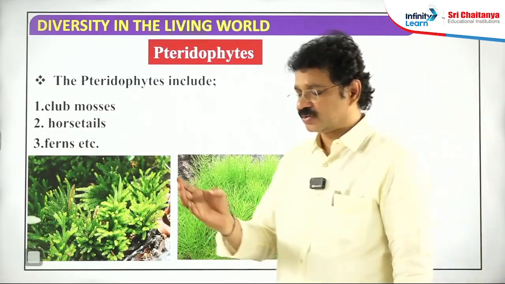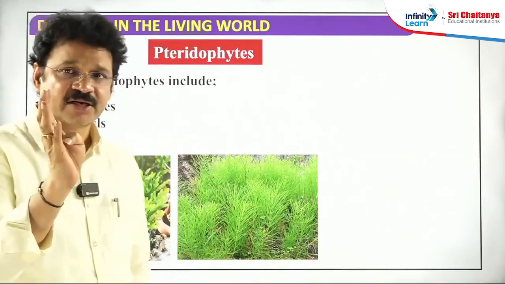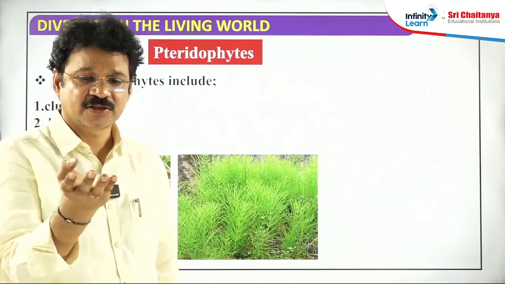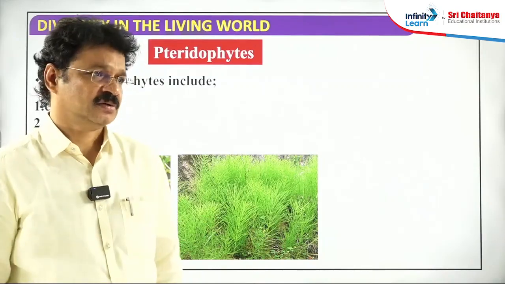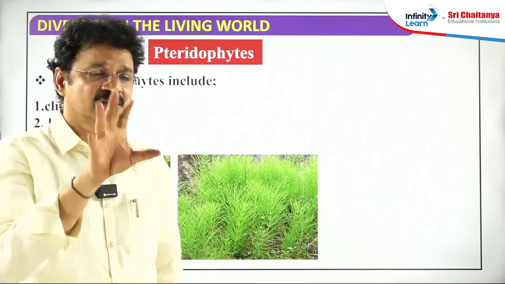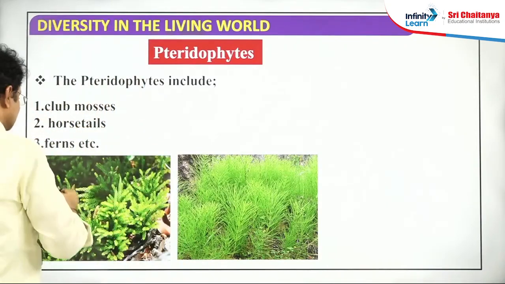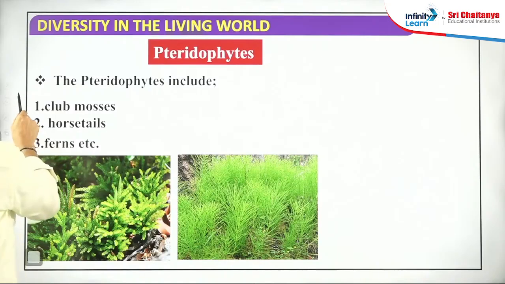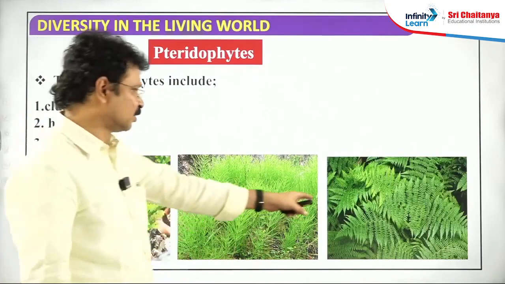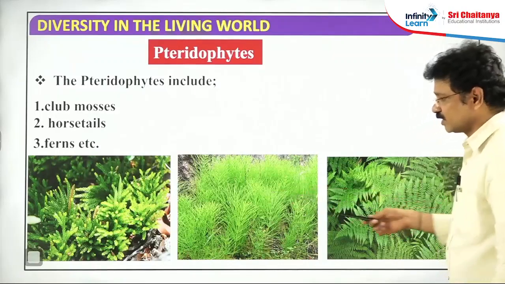Sandy locations are found at the seashores, at the edges of rivers, and canals at the bottom. In summer, water drains away completely and only sand remains. That area is most prominent for the growth of horse tails. The third one is the fern, ornamental plants. These are ornamental potted indoor plants. All these are pteridophytes. There are no flowers in pteridophytes.